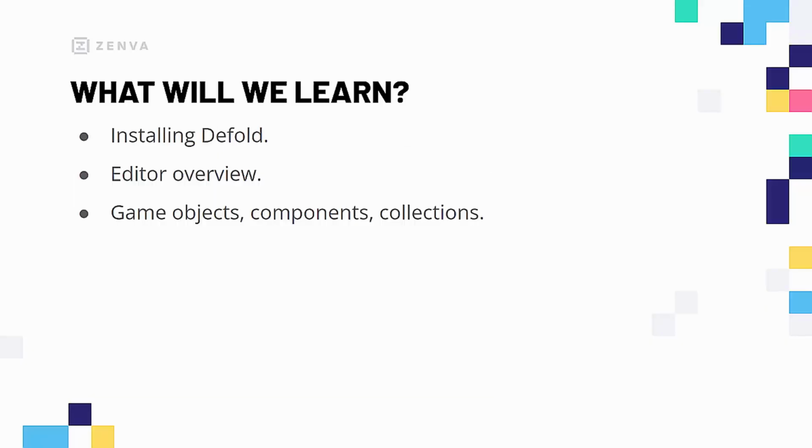So what are we going to learn? Well, the first step is going to be learning the editor itself. So we'll be looking at installing Defold. We'll be looking at the editor overview, so understanding what each of the different panels and buttons do, and then we'll be exploring the concepts of game objects, components, and collections, which are the building blocks of the Defold engine.